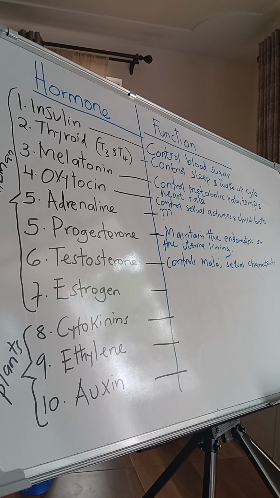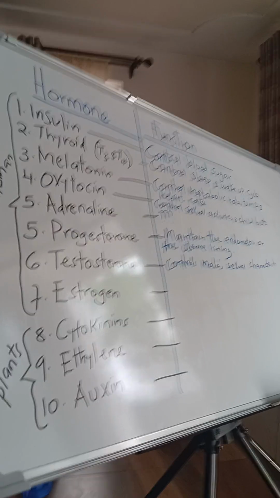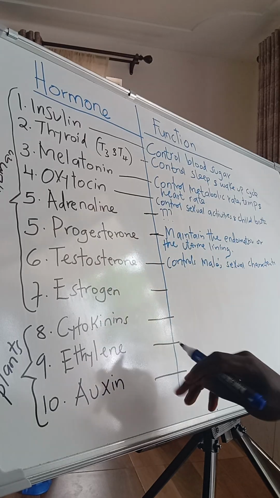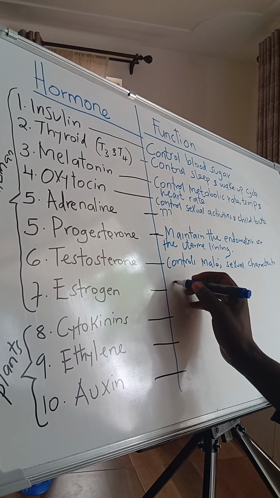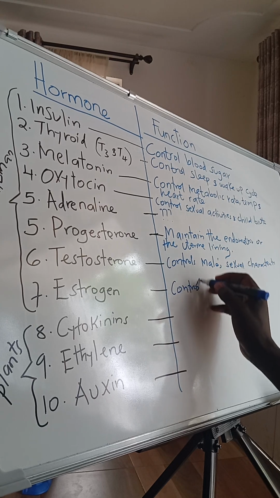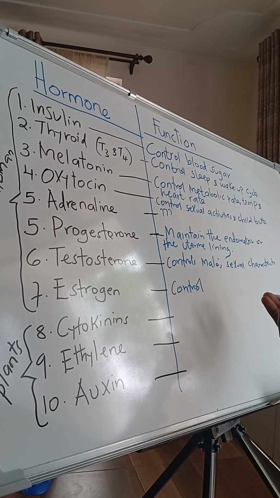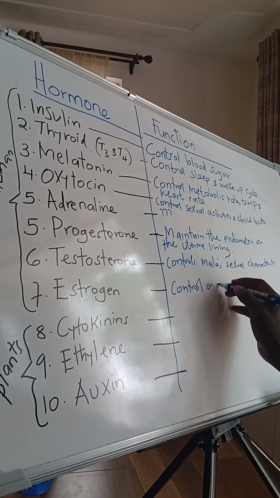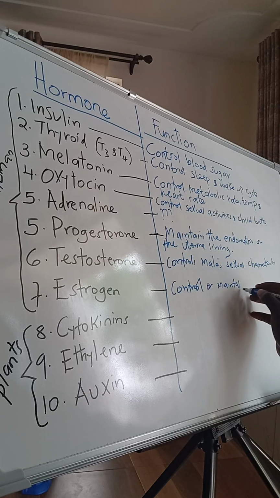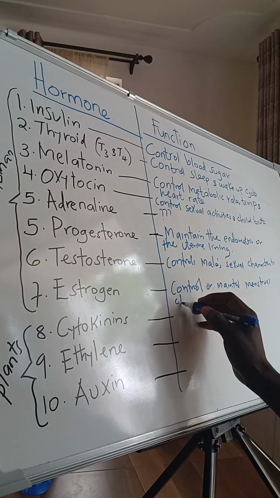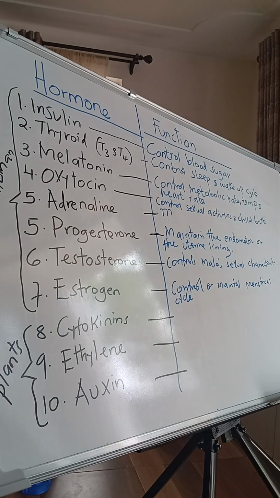Alright, let's proceed to hormone number 7. Estrogen, it is produced in ovaries like progesterone, and the main function is to control, or maintain, the menstrual cycle.